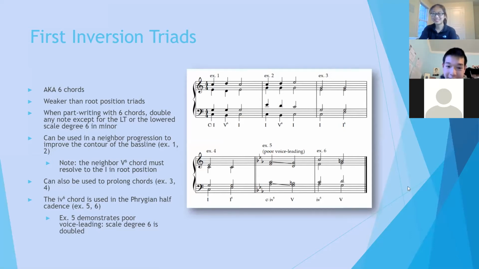Go back. So example 5 would be poor voice leading because scale degree 6 is doubled, which means you have parallel octaves. And example 6 shows correct voice leading, and it sounds like this.